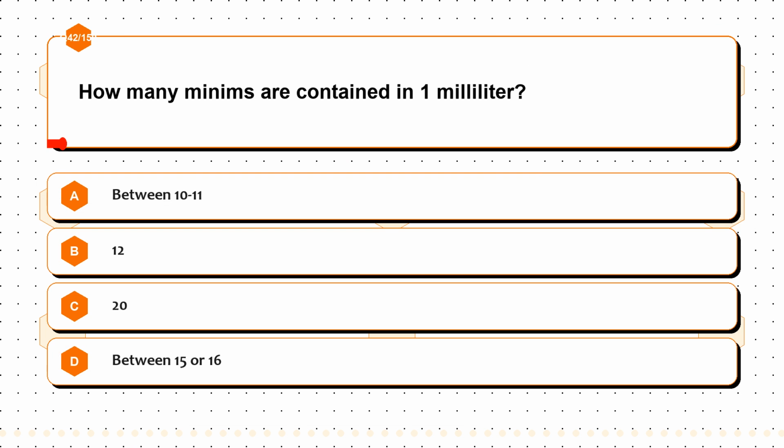Question 42. How many minims are contained in 1 milliliter? Here are the options. Option A. Between 10-11. Option B. 12. Option C. 20. Option D. Between 15 or 16.